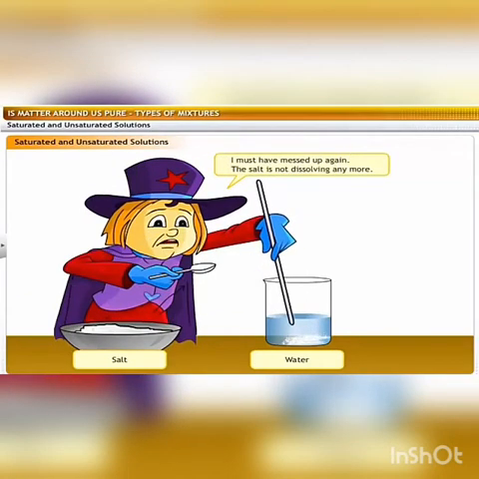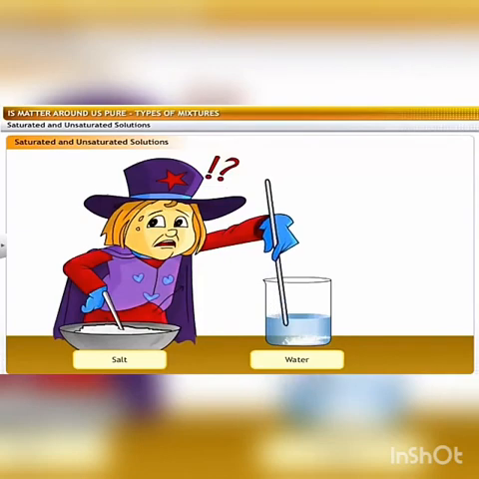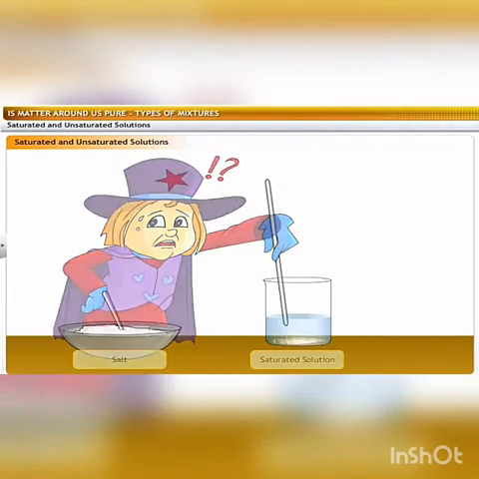I must have messed up again. The salt is not dissolving anymore. Even if you stir the solution vigorously or wait for a long time, the solute will remain undissolved. You have obtained a saturated solution, in which no more solute will dissolve. The solution that we had obtained initially was an unsaturated solution.